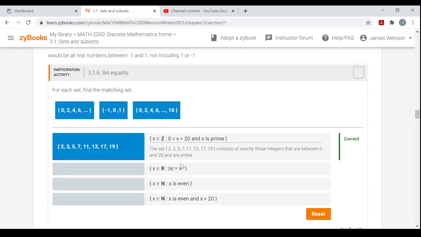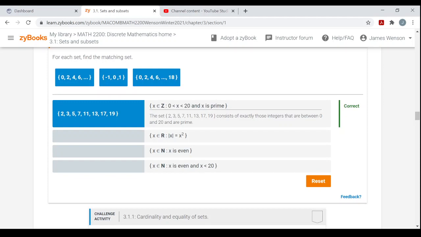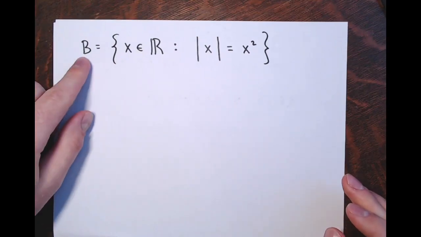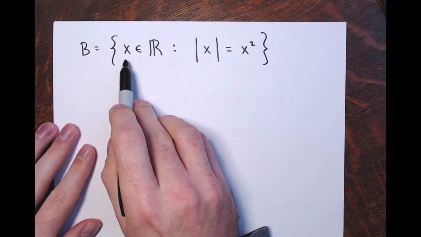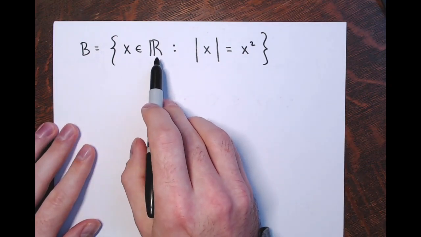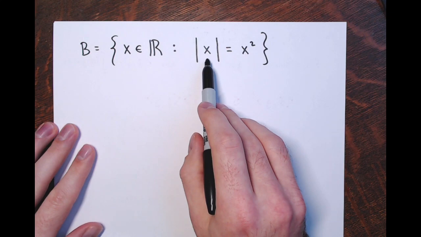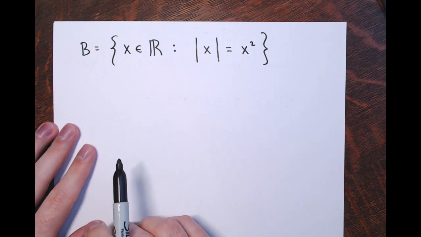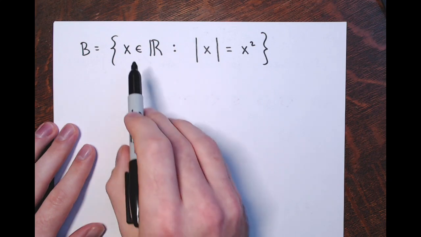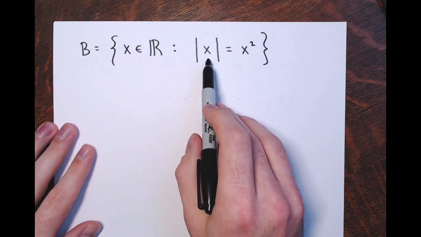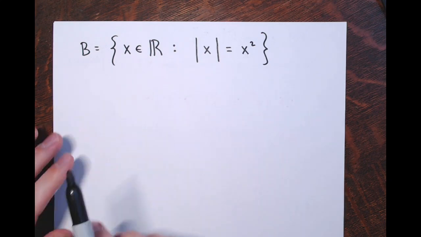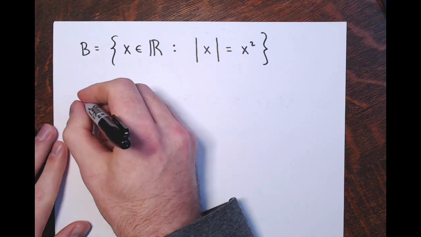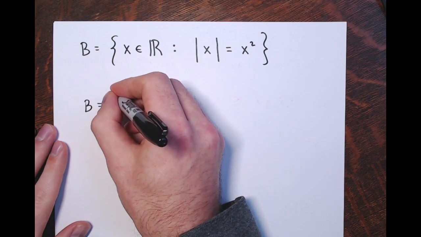Okay. All right, let's look at the second set. All right, so I called this second set B that they have here, and this is all the real numbers such that their absolute value is equal to their square. All right, so every real number whose absolute value is equal to its square. And you can write that out in words if you wish, but I'm just going to go to roster notation here.